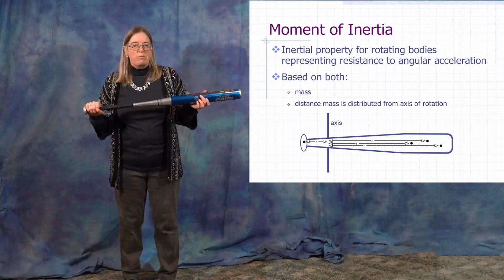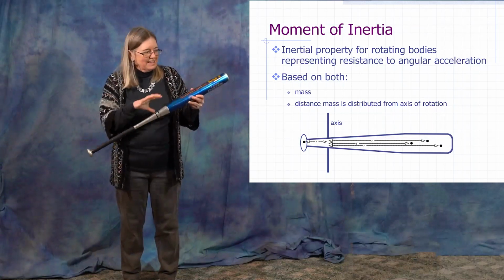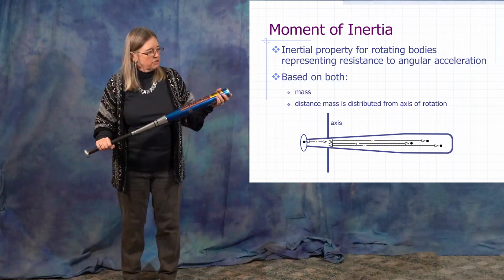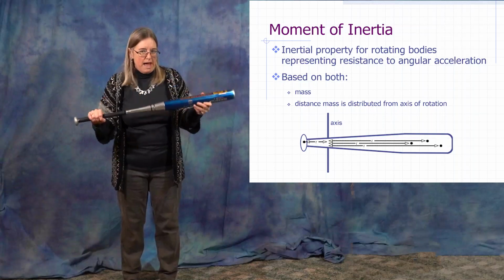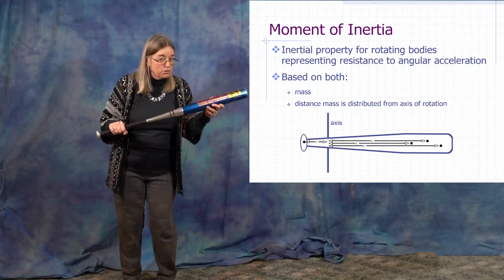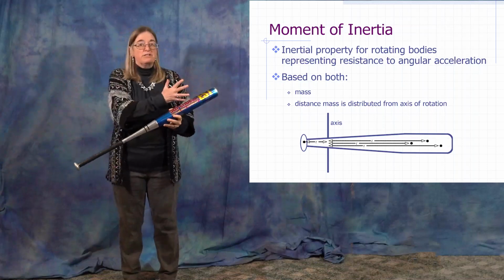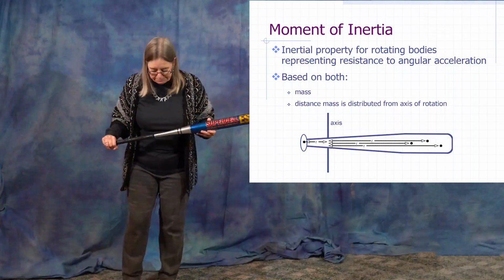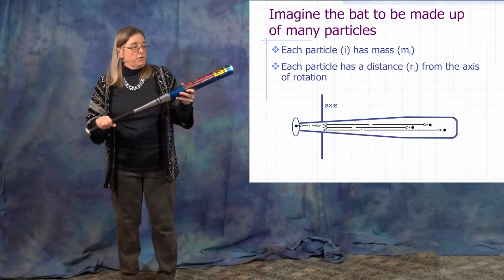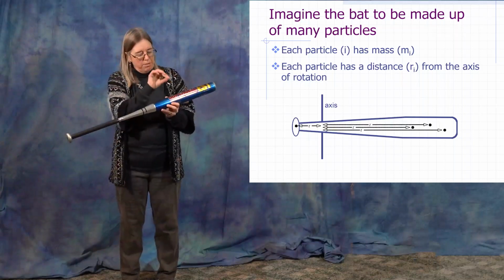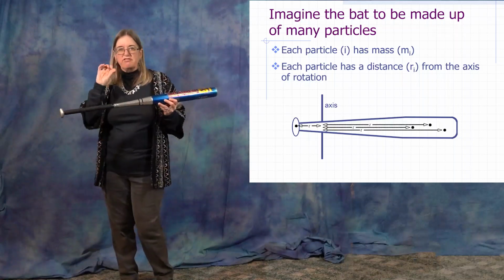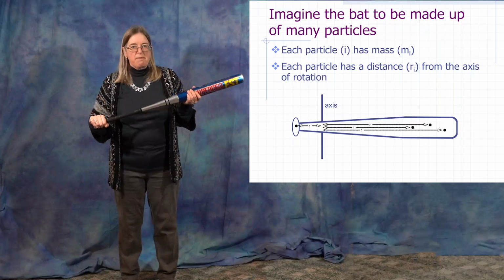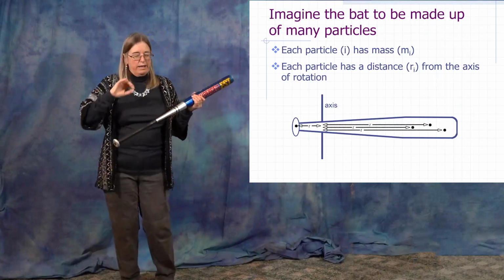So, moment of inertia is the property that allows us to describe that resistance to angular acceleration. It includes in it both the mass, because a heavier bat would also be harder to swing, and how far the mass is distributed within the object with respect to the axis of rotation. So, imagine this bat is made up of a whole bunch of little cubes, little particles of mass. A whole bunch of little particles of mass. And each one has a mass m sub i.